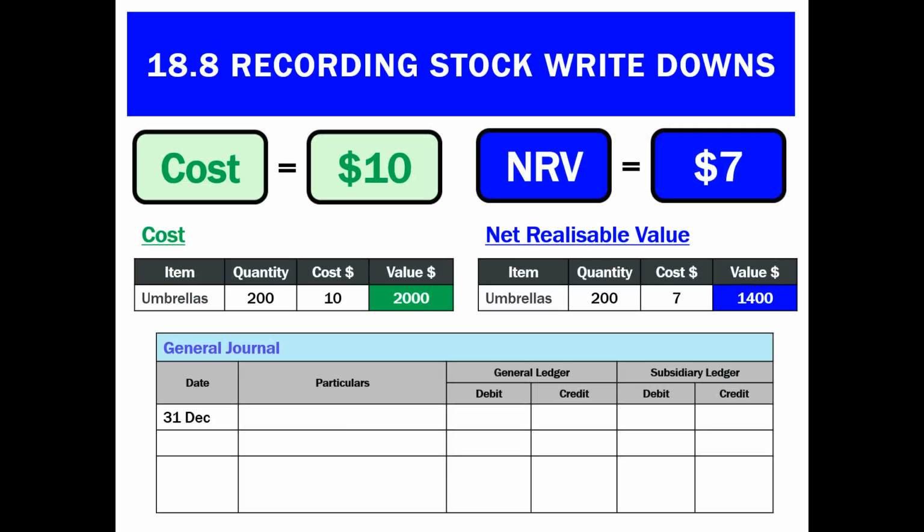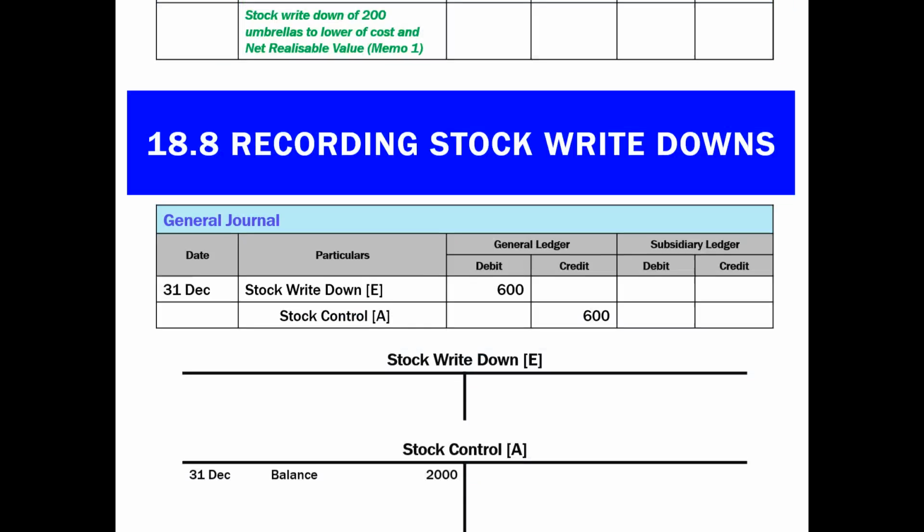So I'm going to do that in the general journal. I'm going to do a debit to stock write-down of $600, and then I'll do a credit to stock control of $600. I'll do my narration. I've got a stock write-down, 200 umbrellas to the lower of cost and net realizable value, and I've got my memo number in there as proof of this transaction.